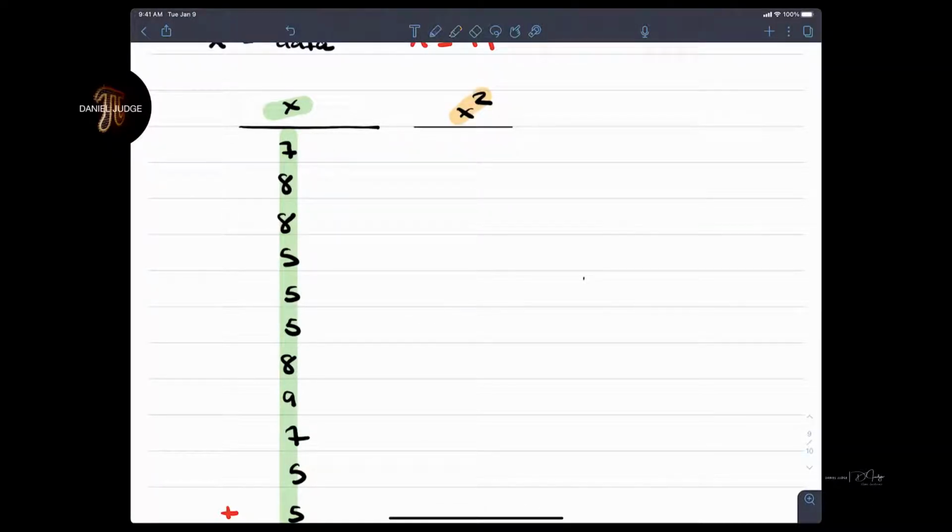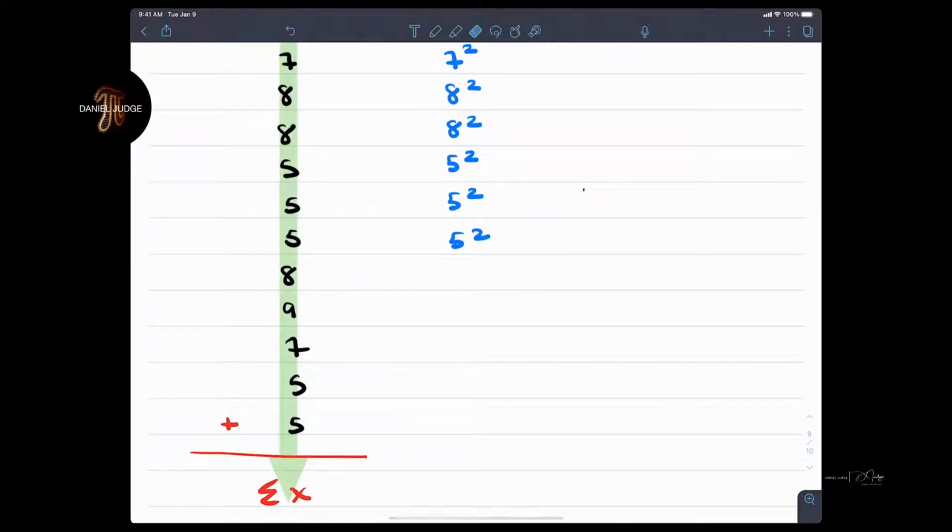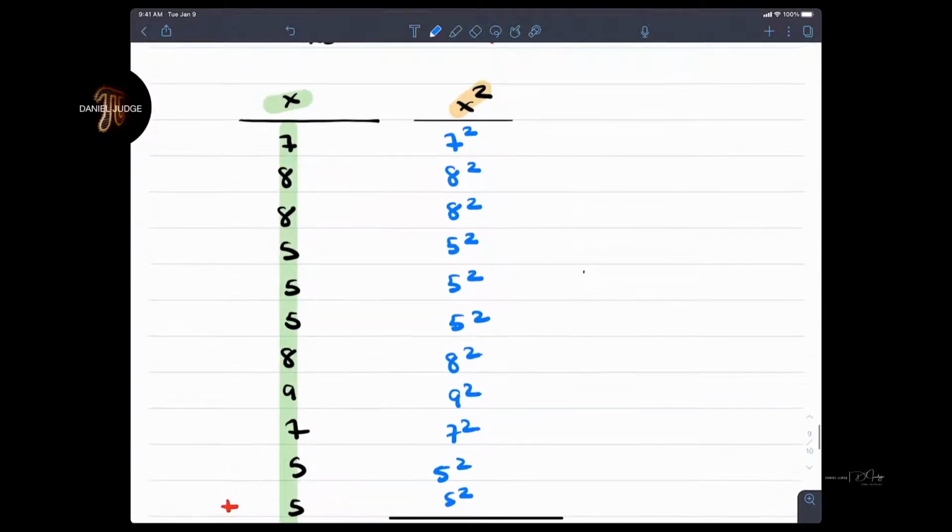And to get the x squared column, we have to take every x value. Here's the first one. It was 7 right over here. You guys remember that? You square that. The next x value is 8. You square that. Another 8, you square it. 5, you square it. 5, you square it. So square all the x values, ladies and gentlemen. The next x value is an 8. We're going to square the 8. A 9, we're going to square the 9. We square the 7. We square the 5. And ladies and gentlemen, this is how you proceed to get those x squared values.